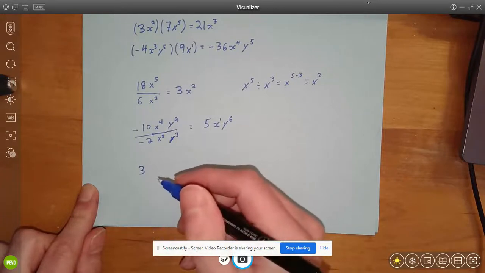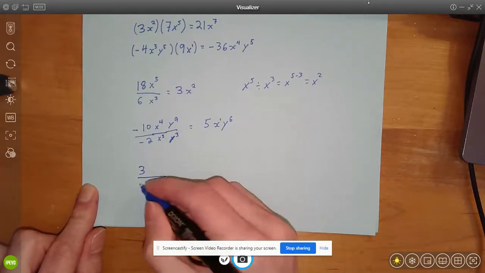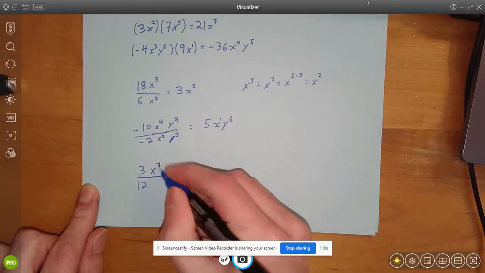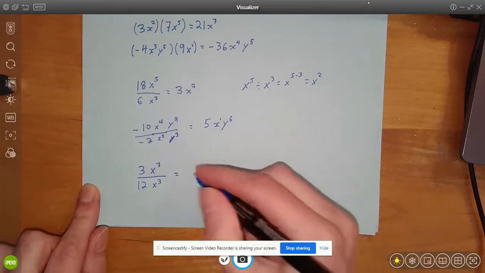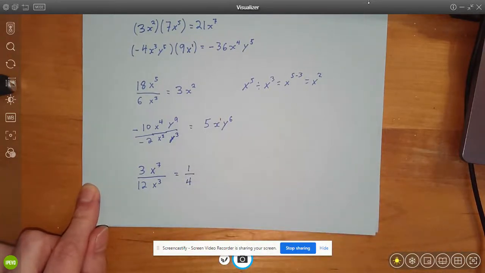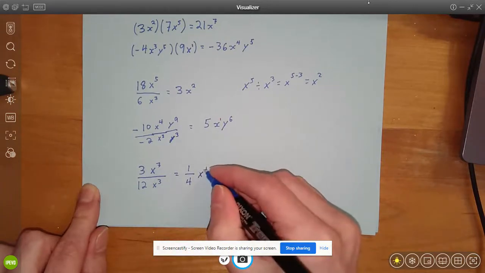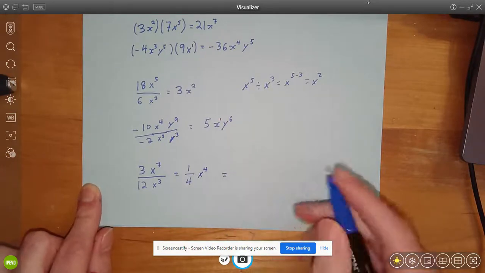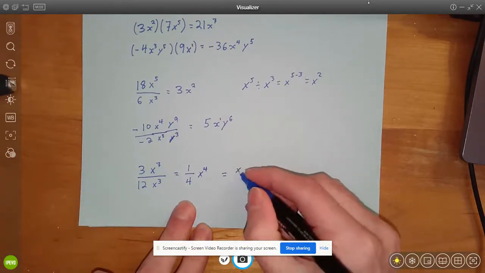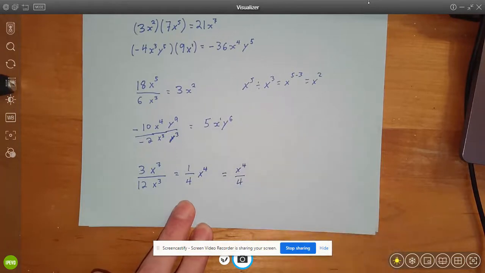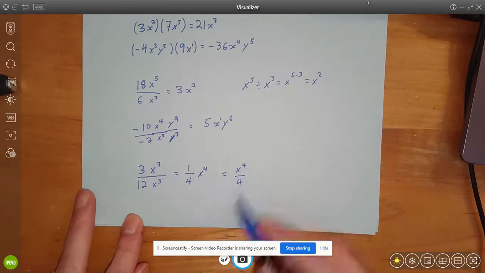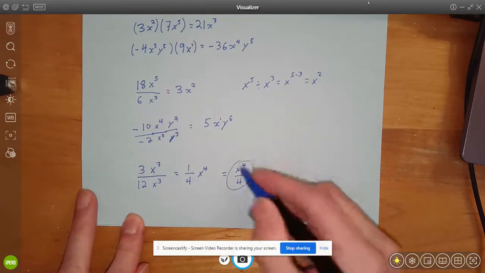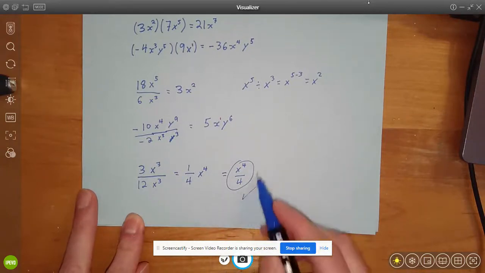The only other thing that might come up in your homework is what happens when my coefficients don't divide evenly into a whole number. So for example, 3 divided by 12, well, that would reduce the fraction to 1/4. And then x to the 7 divided by x cubed would be x to the power of 4. Often the way you'll see this written would just be x to the power of 4 over 4. So I'm still including the exponent as part of the numerator. 1 times x to the 4 is x to the 4. So you may see in an answer key it written like this. It means the same thing, but this is a cleaner way to write it.